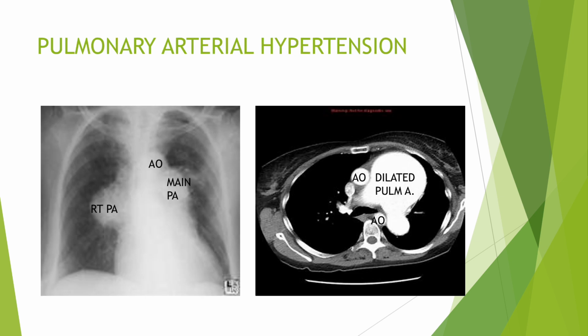For our last slide, I will show you an example of pulmonary arterial hypertension. You can see on the slide on the left side the labeled right pulmonary artery and the main pulmonary artery, which are dilated. On the picture on the right side, you can see a CT scan of a patient with a dilated main pulmonary artery and a dilated left descending pulmonary artery.